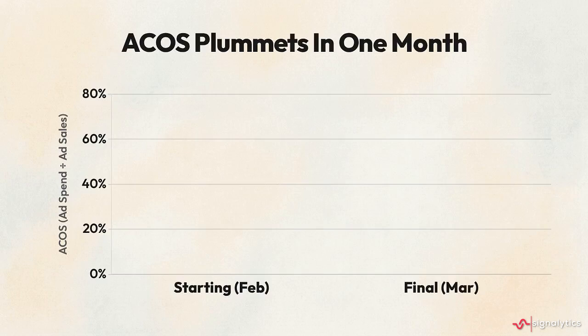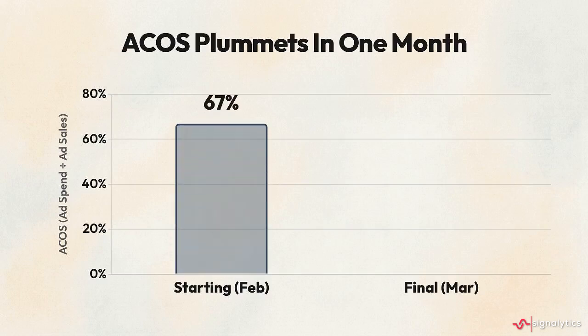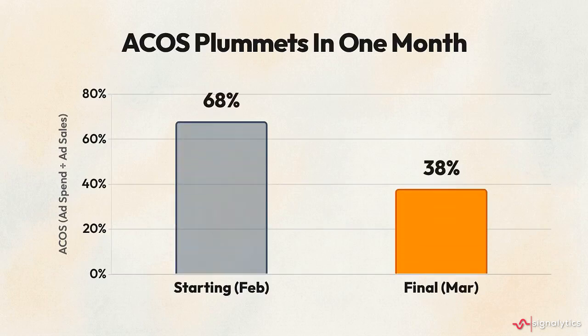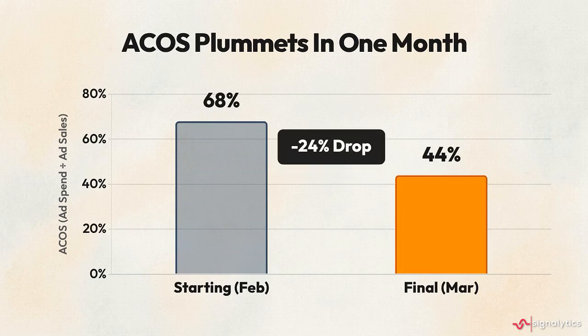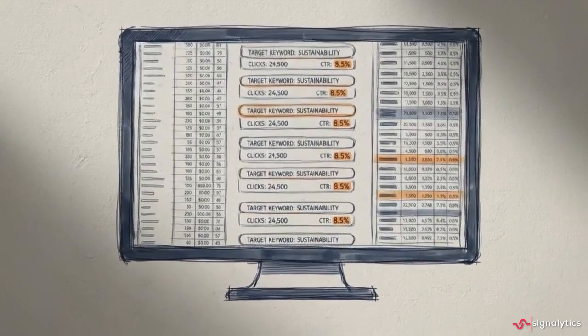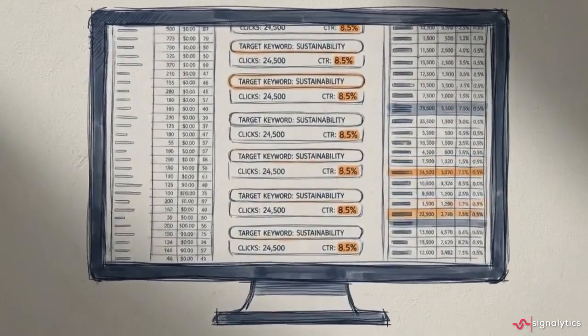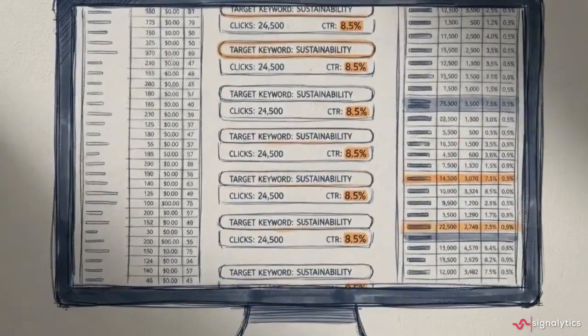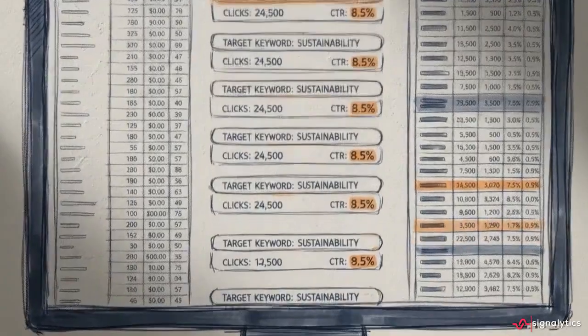This chart validates the setup. By implementing these exact rules, one account's ACoS dropped from 68% to 44% in a single month. Note that the engine needs 7 full days to gather enough historical data before the first optimizations can be applied. Dominating PPC at scale is a matter of establishing the correct mathematical architecture, feeding it data, and letting the system execute the work.